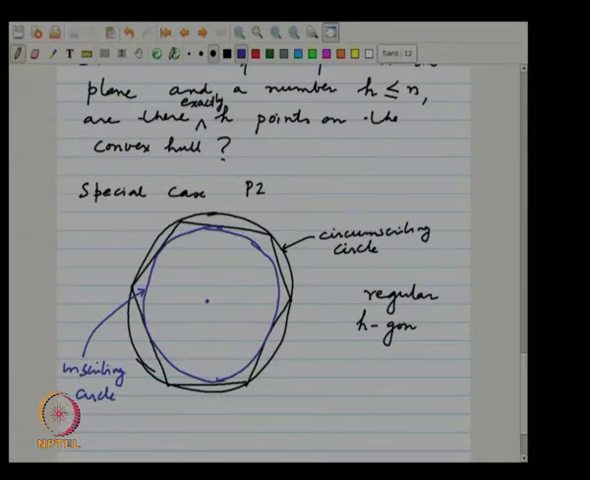So what I have is a regular H cone, which means that all these internal angles are the same and all these edges are of the same length. And I am not going into arguments for why you can draw a regular H cone for any H. Then I consider the circumscribing circle and the inscribing circle. I didn't draw it very well. There is exactly one touching point.